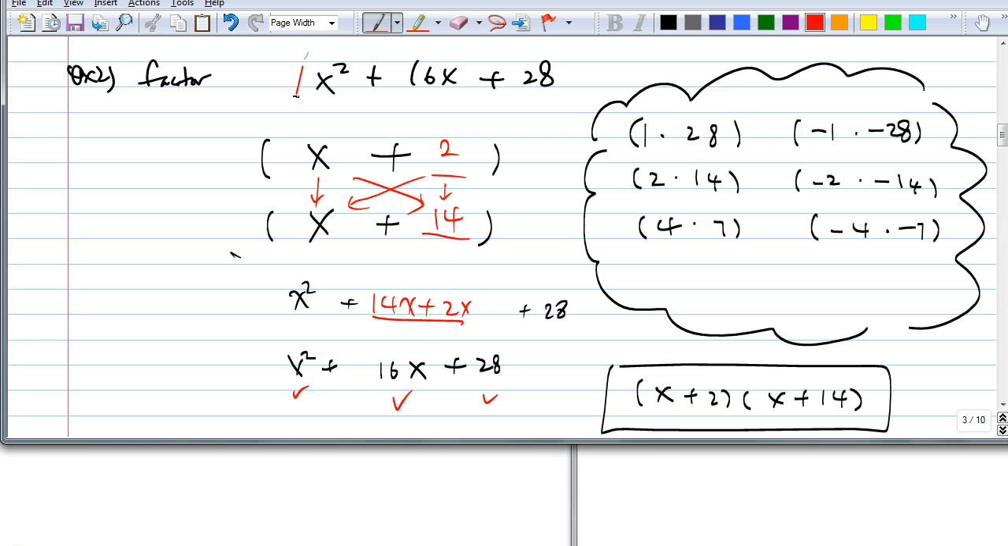So do you see my answer? I boxed my answer. It's x plus 2 times x plus 14. Is there a way to check this? Yeah, you just multiply them out, and you should get x squared plus 16x plus 28.